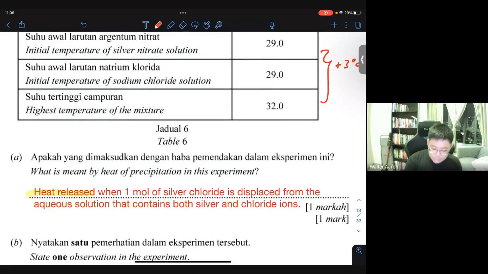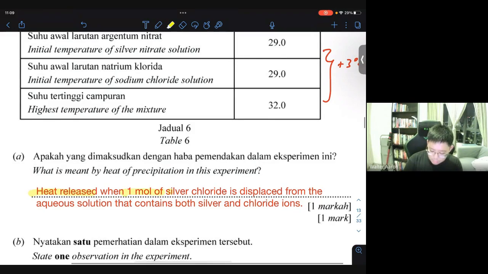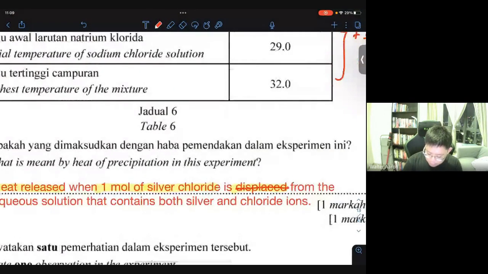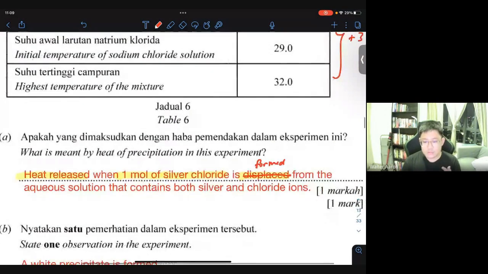So heat released when 1 mole of silver chloride is displaced in its aqueous, so not displaced, wrong choice of word. It's formed. Okay, let me just change that. So this is supposed to be formed. Okay, that's a better choice of word. Not displace. It's not displacement. I'm sorry. It's supposed to be formation.